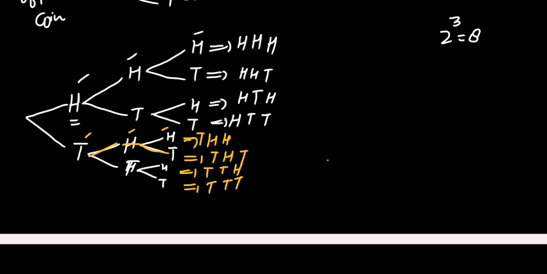So you can see here this diagram looks like a tree, and these are the branches of this tree. That's why this diagram is known as a tree diagram. The tree diagram is actually used to draw all possible outcomes, to find all possible outcomes of a random experiment.